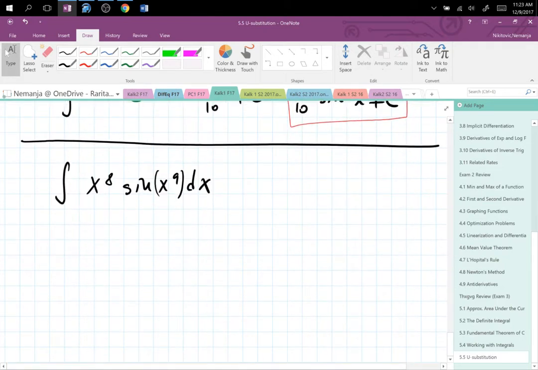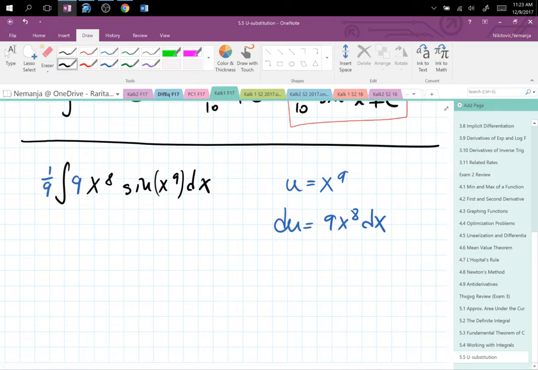So what is our u in this case? x to the 9th. And the du is 9x to the 8th dx. So I need a 9 and a 1 over 9 in front. So 1 over 9 integral. All of the green stuff is the du.